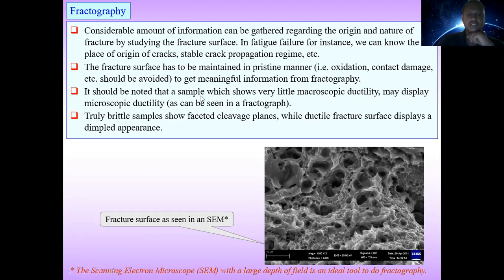It should be noted that a sample which shows very little macroscopic ductility may display microscopic ductility, as can be seen in the fractograph. We can see here a result of fractography. So a truly brittle sample shows faceted cleavage planes. We have cleavage planes here. Okay, these are the faceted cleavage planes, while a ductile fracture surface displays a dimpled appearance. A fracture surface by scanning electron microscope can be shown in this picture.